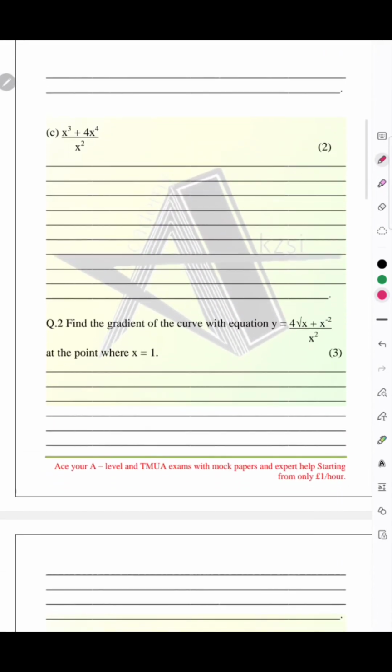Part C, again we have to do the same thing. That means let me simplify it at the beginning. I can take out x squared as common from the numerator, though I could take x cubed, but the denominator has x squared and I'm taking it out as common so that I can cancel it out. So this will become x plus 4x squared over x squared. This will get cancelled out. Remaining is x plus 4x squared.